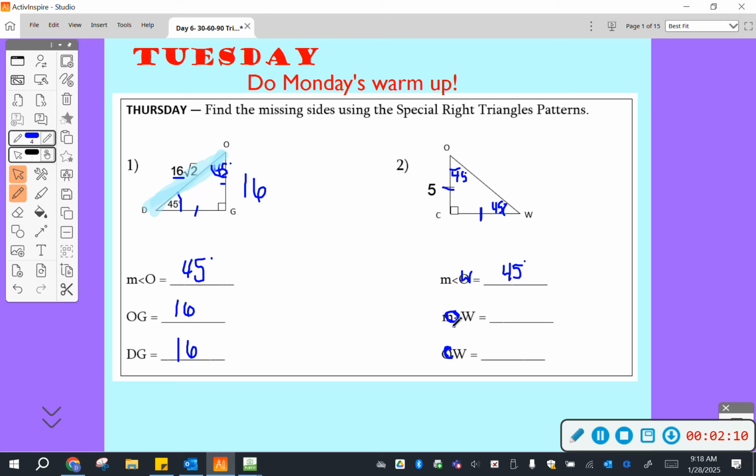All right, OW. What is OW going to be right here? Well, first off, let's do CW first. What's CW on the bottom? 5, because they're the same. It literally has tick marks. So now what is OW going to be? 5 square root of 2. For my people that were absent yesterday, it is always going to be the square root of 2 right there. You're always multiplying by square root of 2. And that's your answer. That's what we did yesterday.